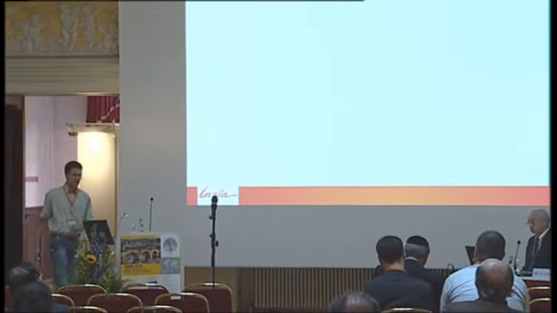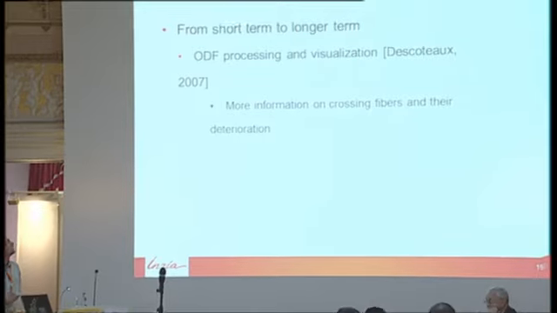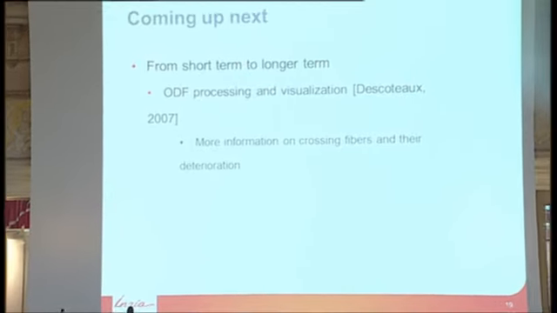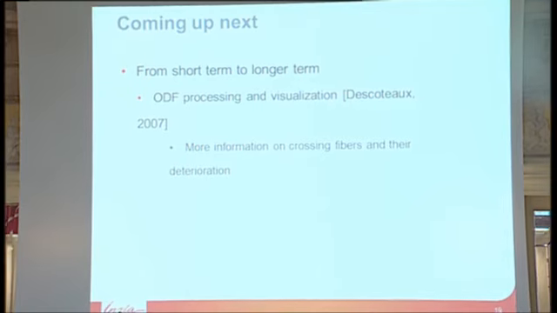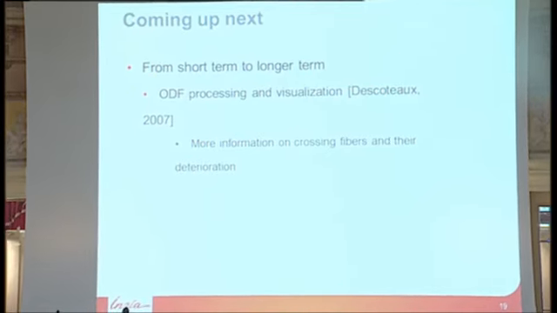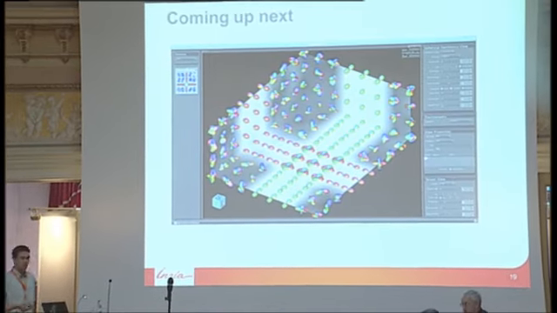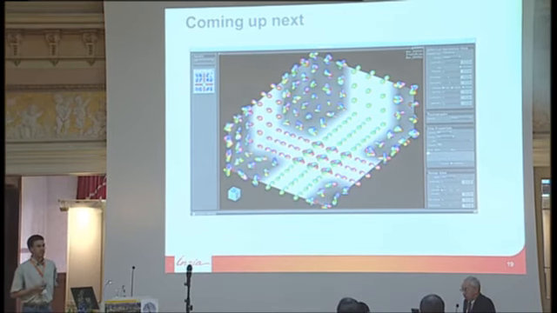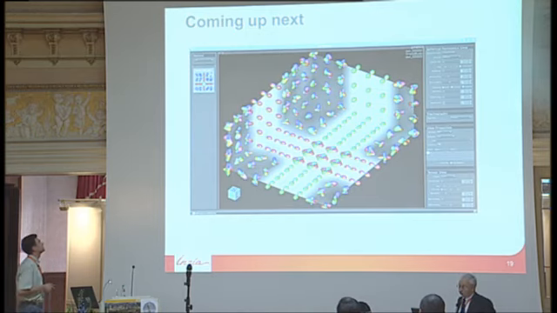Now, what is coming up next? Well, somehow it's something we have already seen in other presentations. We have ODF processing and visualization that is on the shelf. It's very close to us. And what is very interesting is that it's bringing more information on crossing fibers, on splitting fibers, and also, in case of diseases, on their deterioration. So I'm talking about ODF because we have it almost done right now, but I'm also thinking about multi-compartment models, such as multi-tensor or the NODDI model that we've seen just before. So this is a visualization of ODF models that we have in beta right now, and it's not available yet, but hopefully soon.